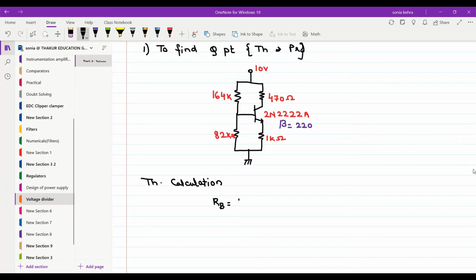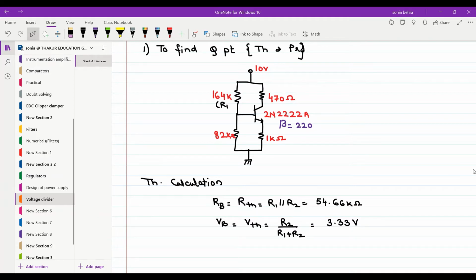RB is nothing but Thevenin's resistance, which is R1 in parallel to R2, which comes out to be 54.66 kilo ohms. VB is nothing but Thevenin's voltage, which is given as R2 upon R1 plus R2, which comes out to be 3.33 volts. The resistance over here, this is R1, this is R2. This resistance is RC, this resistance is RE, this is VCC.